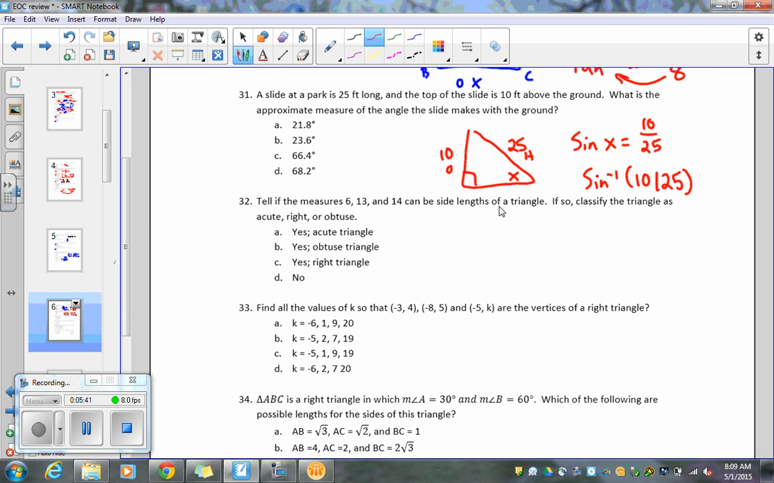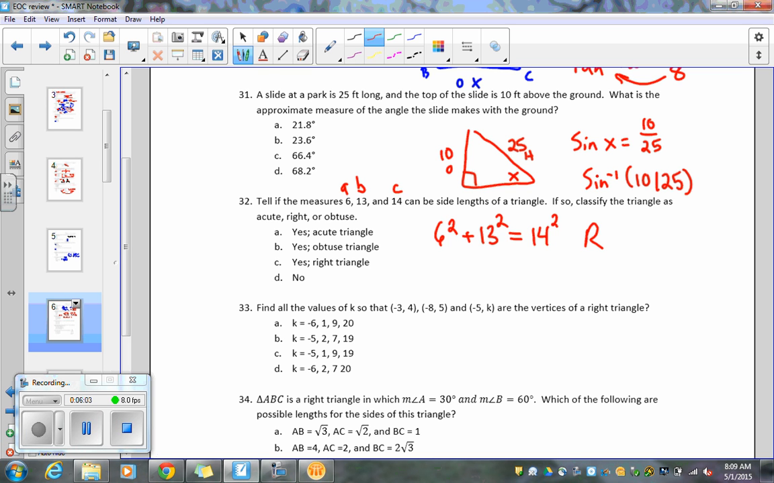Remember, if I'm going too fast, please pause the video. So classify the triangle as acute, right, or obtuse. So this would be your A, this would be your B, this would be your C. So it would be 6 squared plus 13 squared is hopefully equal to 14 squared. If this is a true statement, it's a right triangle.